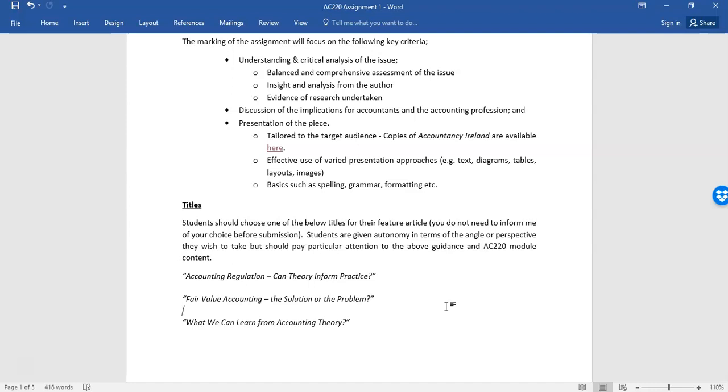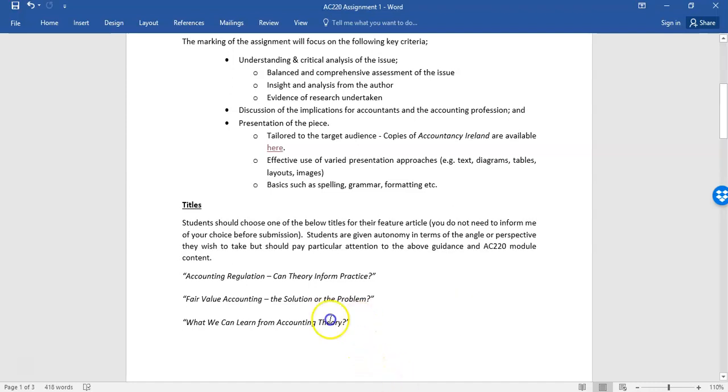And there's a number of articles I would have shared already around the financial crisis, around the problems with fair value accounting, and also with the benefits of fair value accounting. So maybe you might think I could get a good article out of that. That's why I'm giving you a choice.